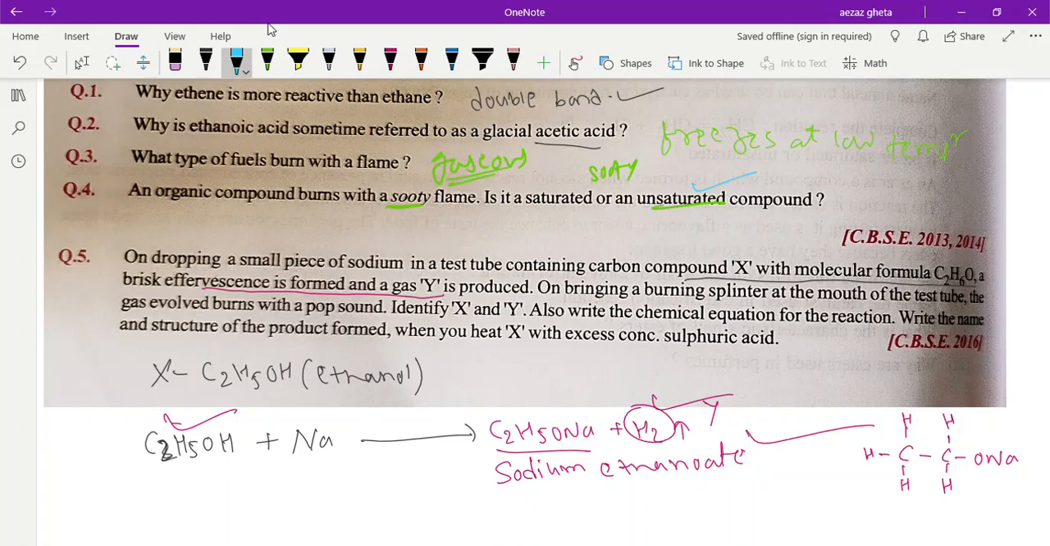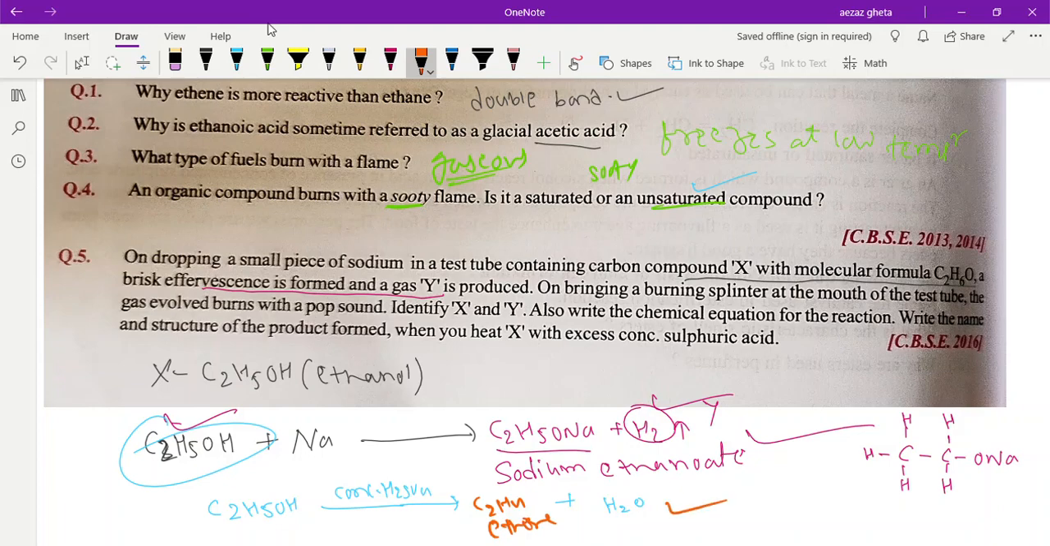When you heat X, which is alcohol, with excess sulfuric acid, already you know that this is C2H5OH. If you heat it in the presence of concentrated sulfuric acid, it acts as a dehydrating agent and removes water. So when it removes water, it becomes C2H4, remember, and it is ethene. Okay, so saturated is converted into unsaturated in this reaction. It's very important for a 3 mark question, and this is all you should know.